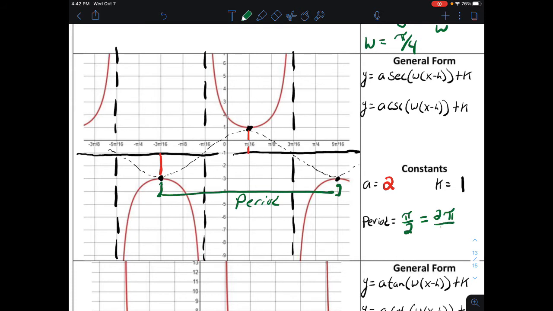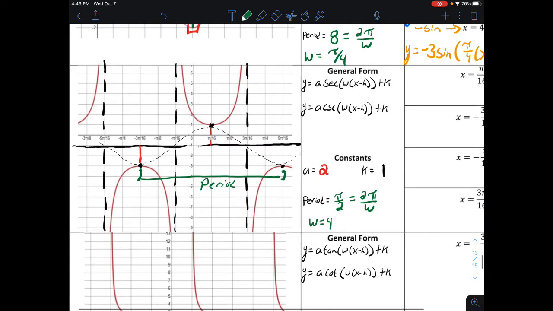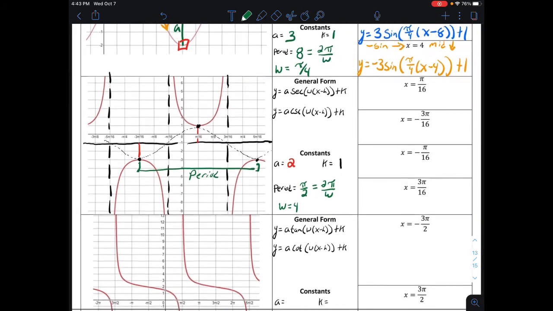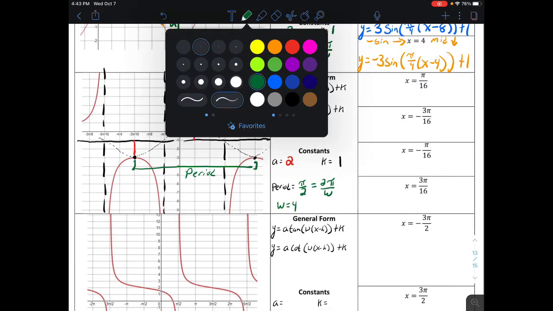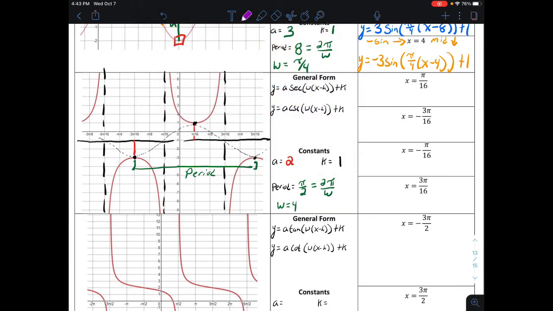So we'll set the period equal to 2 pi over W. We solve for W and we get 4. So we have all of our constants, A, W, and K for this secant or cosecant wave. We just need to look at our reference X values, which are what the constant H is representing. And so let's go here. We'll look at the very first one at pi over 16.